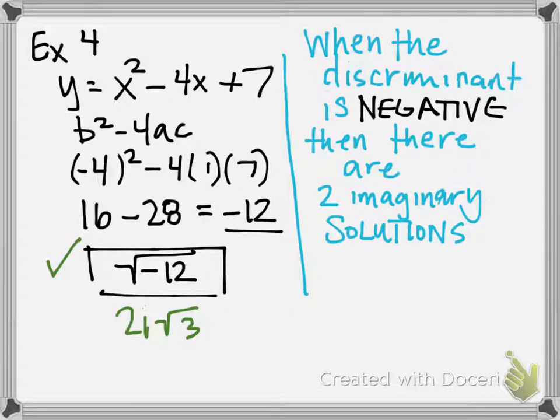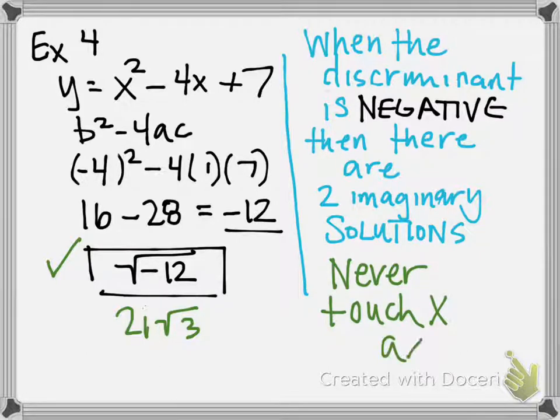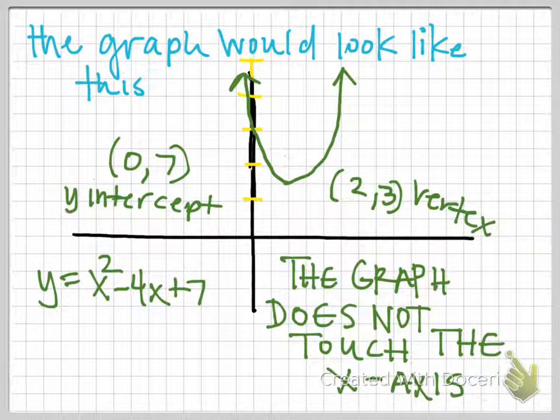What this means is that the graph will never touch the x-axis. So look at the graph. Here's the graph. The graph would look like this. The y-intercept is 7. The vertex is (2, 3). The graph does not touch the x-axis. Remember, guys, this is the x-axis. All right. Hope you got that.